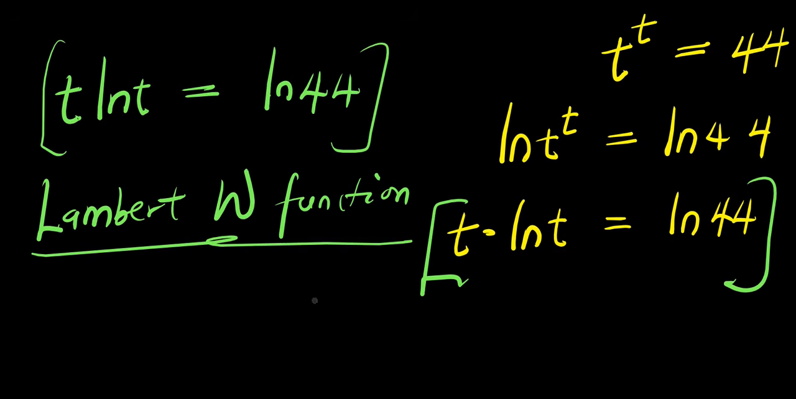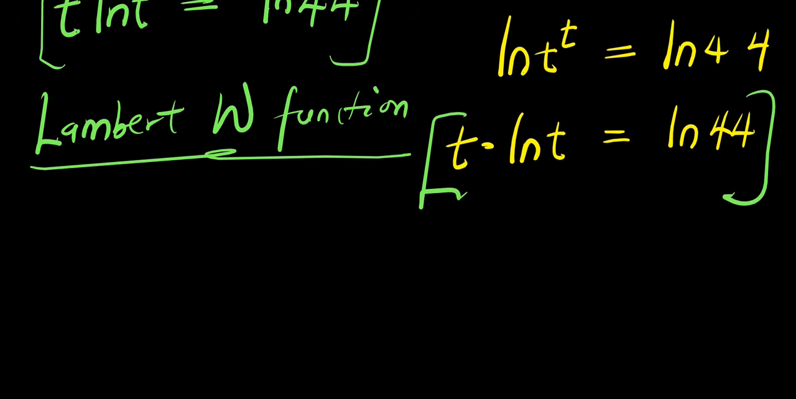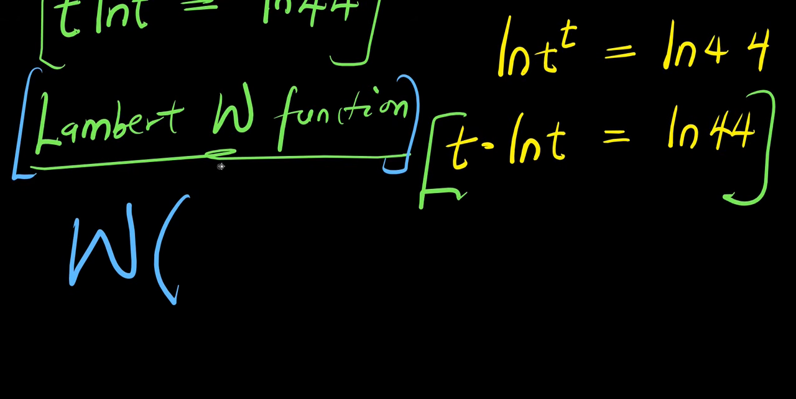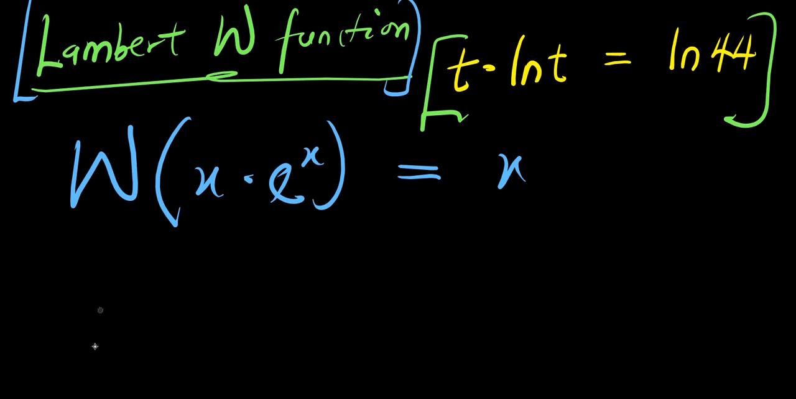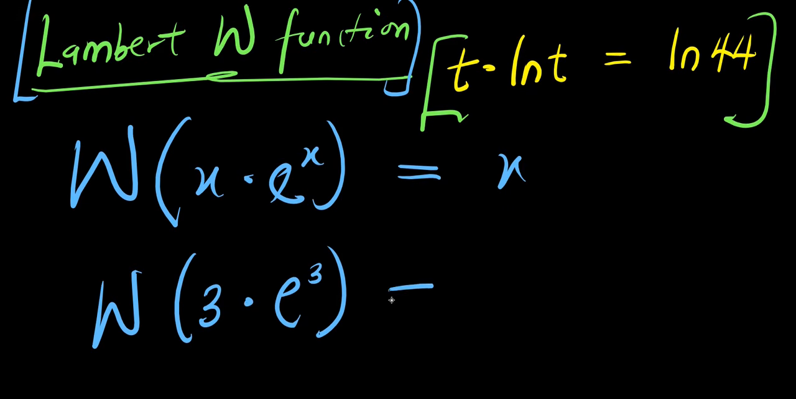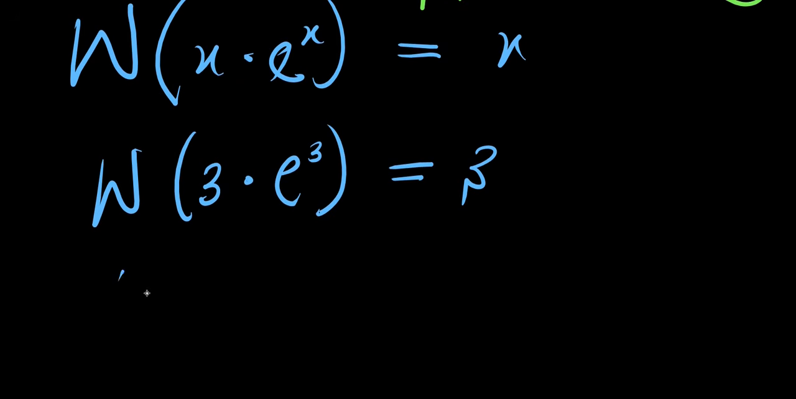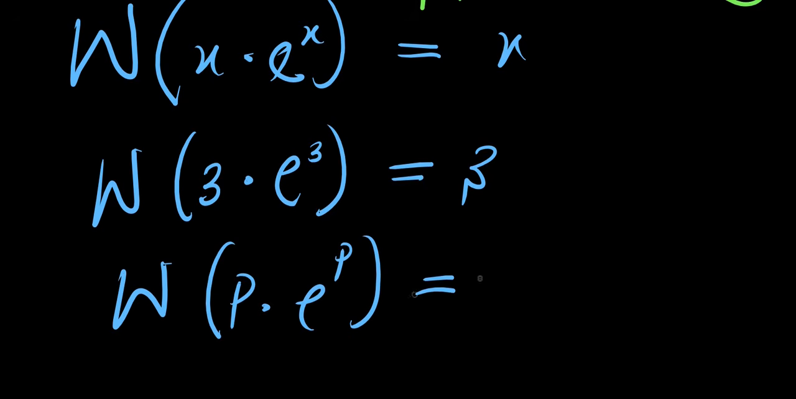And in this particular function here, in fact, this function here is represented with capital letter W, that is the Lambert W function. And you apply it to an expression such as x times e power x, and your result is x. You can also apply it when you have numbers, maybe 3 times e to the power of 3, and your result is 3. You can apply when you have another variable, maybe p times e to the power of p, and your result is p.